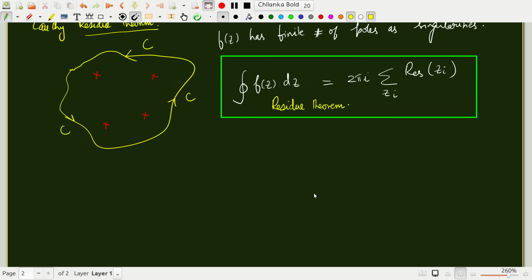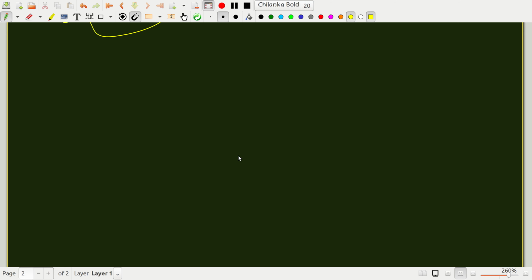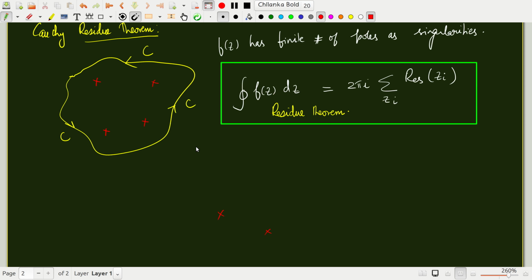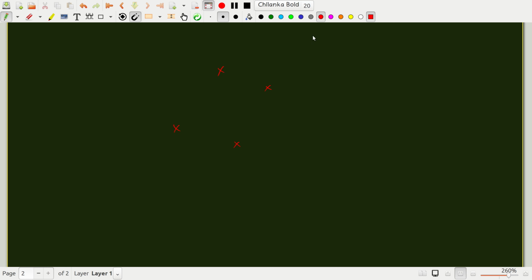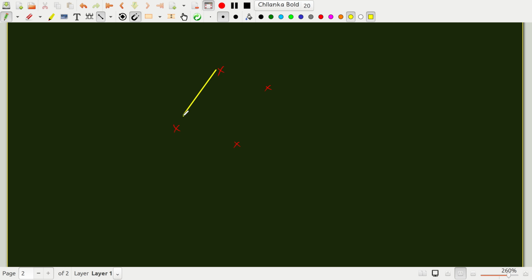Okay, now how do we justify this? Let's imagine, let's first put the poles. There are, let's say, 4 poles just for the sake of argument. Now because I know that I can bend this contour as per my will, as long as I do not cross any of the singularities, I am going to bend this contour in this fashion. Let me draw a line, and then another line very close. I'll explain what I mean by this, and then from here I'll draw another line and then another line.